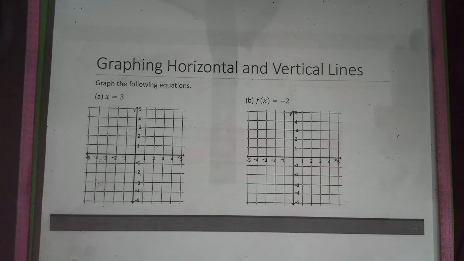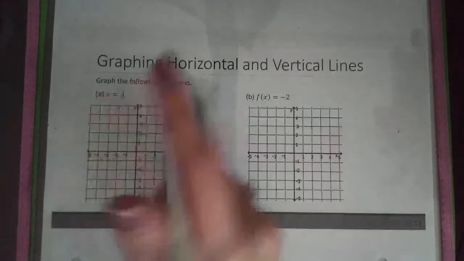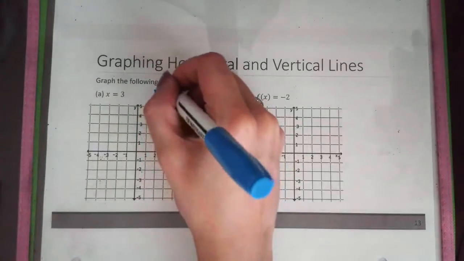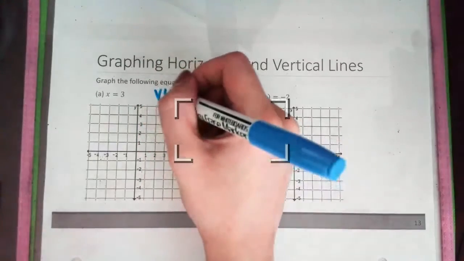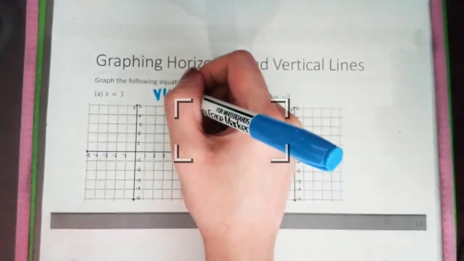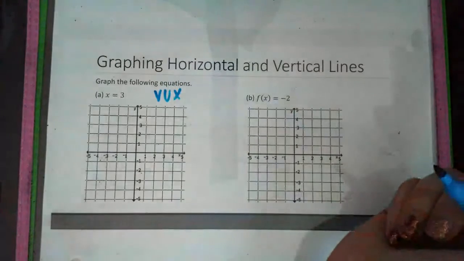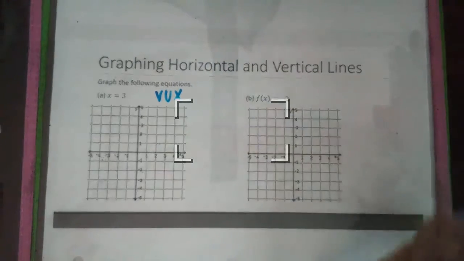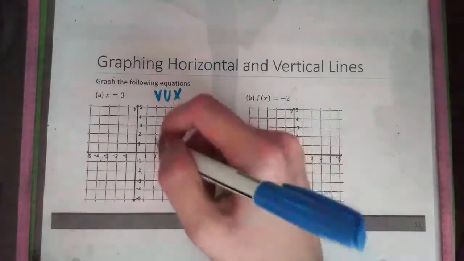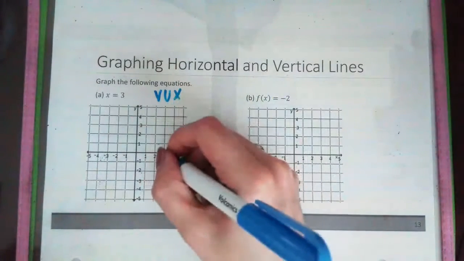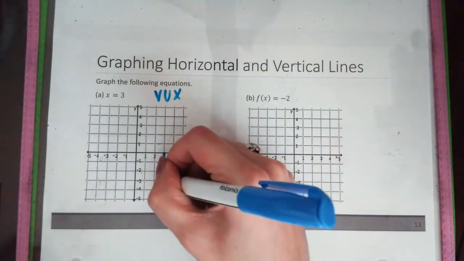If I think VUX HOI, since this is x equals, I know I'm in the VUX case. Vertical lines have an undefined slope. Their equations are x equals a number. I have x equals a number, so this is a vertical line. X equals 3 right here, and I'm looking for the vertical line through there.